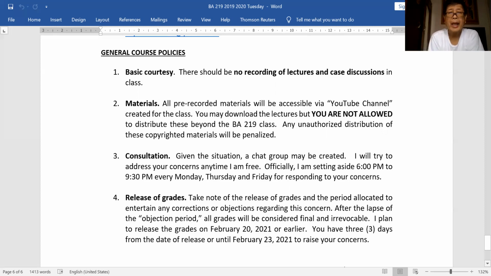Okay, so you email me or you send me a private message if you want the group to consult. Okay. And then for the release of grades, well, the deadline for the release of grades actually is Feb 26, 2021. But if you notice, our final examination is on Feb 13, and I plan to release your grades by Feb 20, 2021 or earlier. Normally, I finish the grades earlier than the deadline I set for myself. And then after I email them to you individually, you have 3 days from that date to complain if you have any complaints.